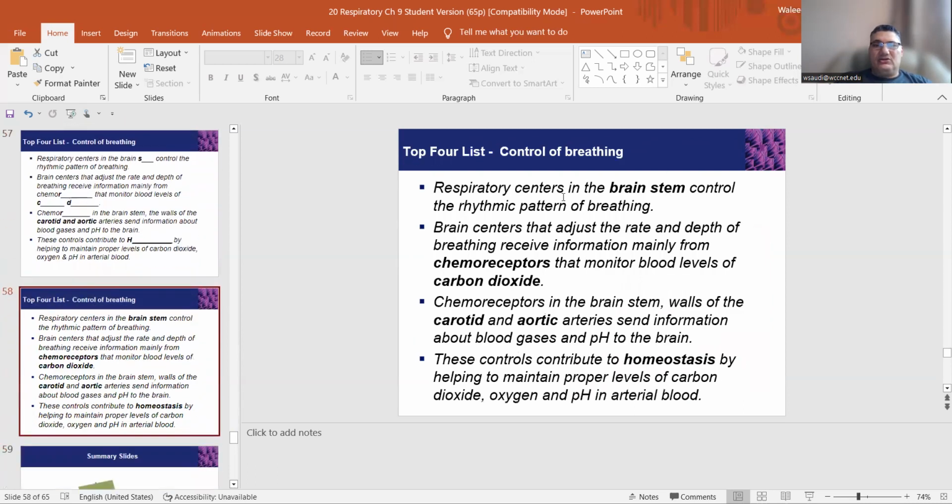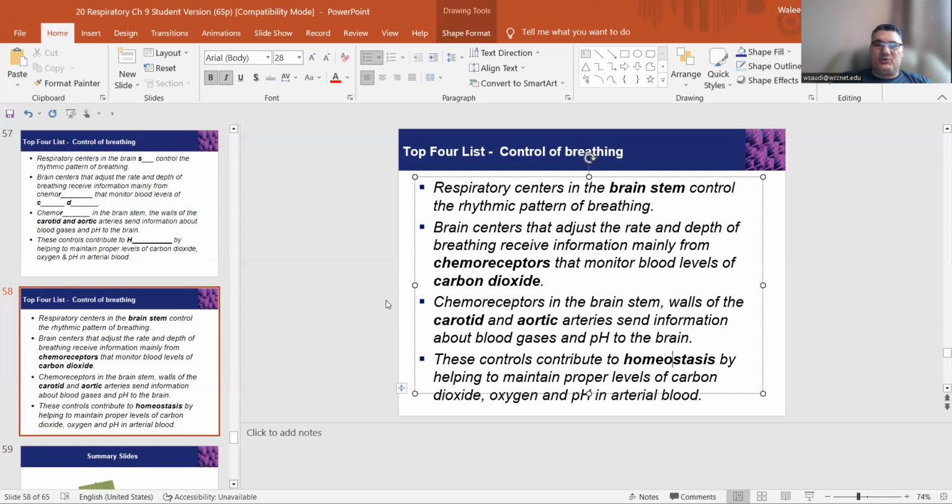Where are the respiratory centers? Brainstem. Which part of the brainstem? Medulla oblongata. What are the centers that detect chemical changes, specifically carbon dioxide? Chemoreceptors. Where are the chemoreceptors? Some of them are in the carotid and aortic, and some of them are in the brain. And this will contribute into what?